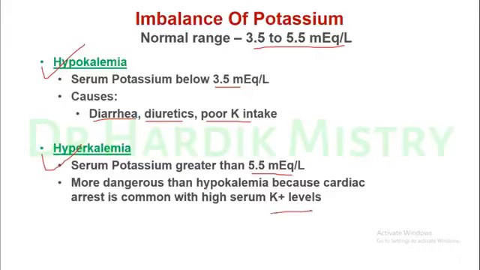So the normal range of potassium is 3.5 to 5.5 milliequivalents per liter. If the serum potassium level decreases below 3.5 milliequivalents per liter, the condition is known as hypokalemia. And when the serum potassium level is more than 5.5 milliequivalents per liter, then the condition is known as hyperkalemia.